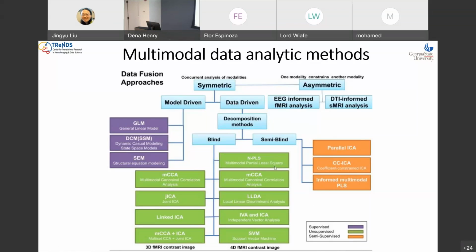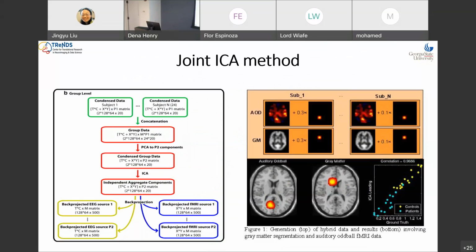For this talk, I only pick several of them. I will explain joint ICA and MCCA, multimodal canonical correlation analysis, then the parallel ICA, and also deep learning, which is an additional one. The goal is to give you a view of the variety of methods that can be used. Each method has its own benefits and limitations, and it depends on whether it fits a particular project. So now we go to the details of each method. First is the joint ICA approach.